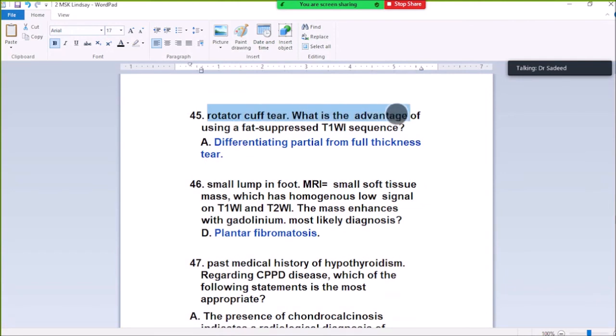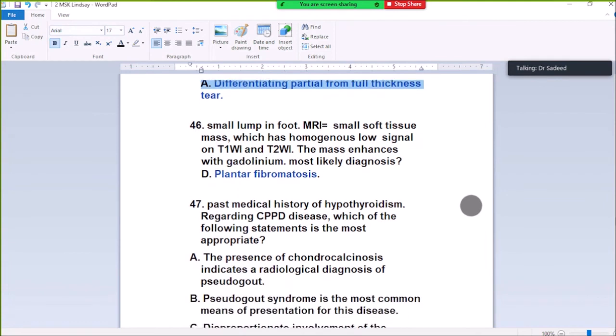45. In rotator cuff tear, what is the advantage of using fat-suppressed T1 sequences? Differentiating partial from full thickness tear. In rotator cuff tear, we use fat-suppressed images to differentiate partial from full thickness tear.